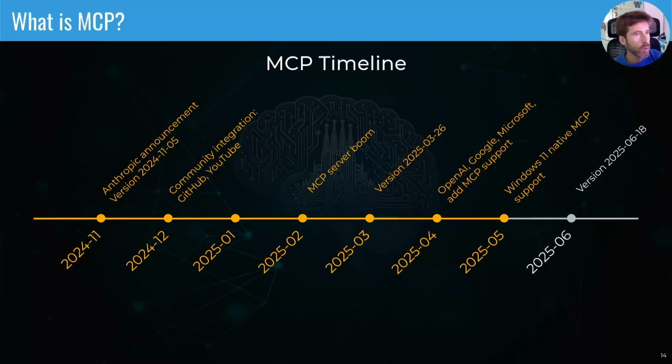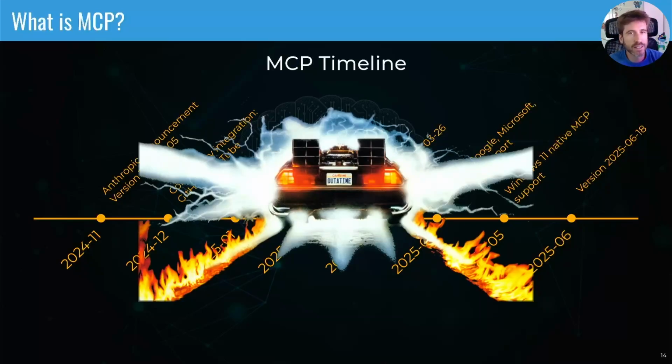In May, Windows 11, this is a curiosity, announced native MCP support for Windows. And finally, just a couple of weeks ago, there was yet another release of the protocol. So yeah, these dates are important, obviously, but what I want you to understand here is how quickly this ecosystem is evolving. I've never seen anything like this before, and if you disconnect maybe for 1 week, then you're missing a lot of stuff because things get released every week. So it's something that is progressing really, really fast.